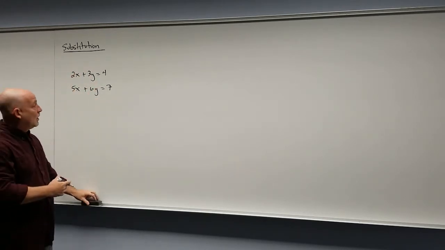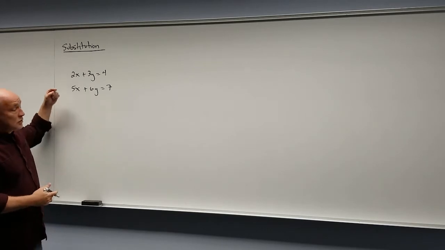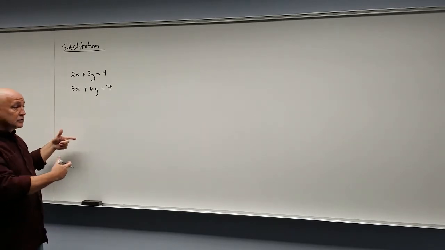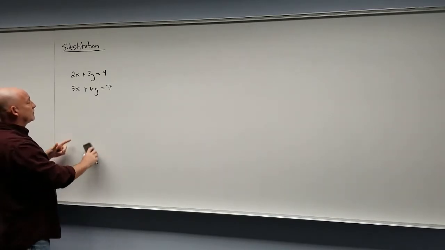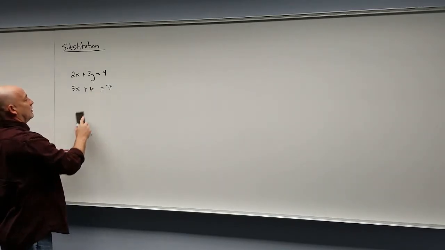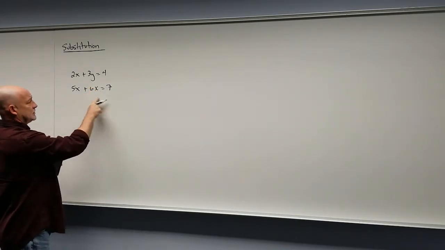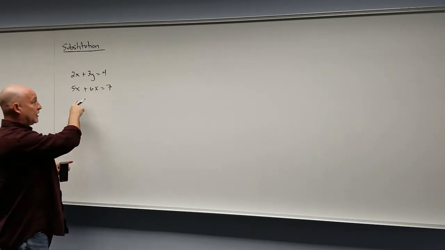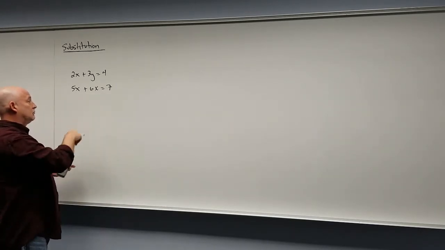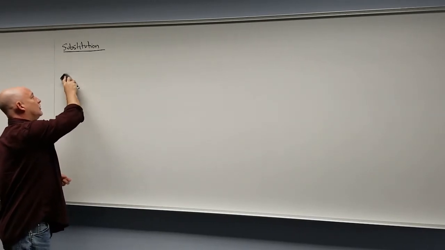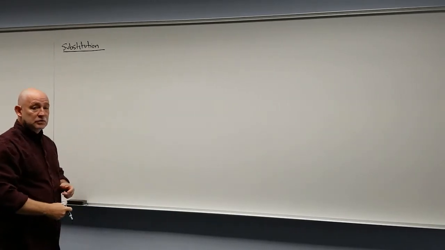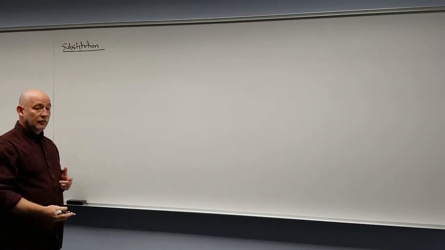So our goal for any method that we use to solve a system of equations is to try to get down to one equation with only one letter in it. If we were to somehow take this second equation and make it so it only had x's in it, we would then be able to come up with an answer for x and then use that to help us find y. So our goal for whatever method we use is to try to get down to one equation with one variable in it.